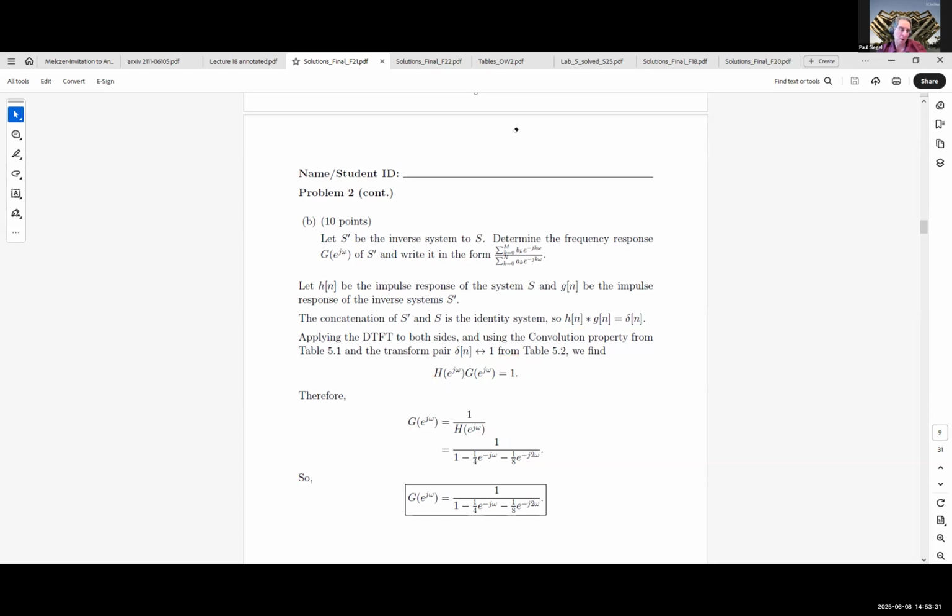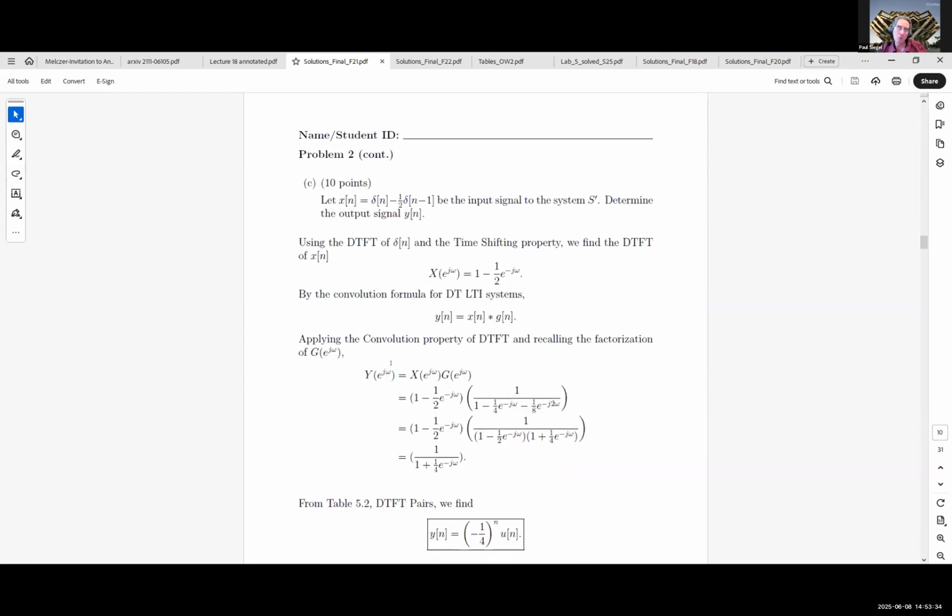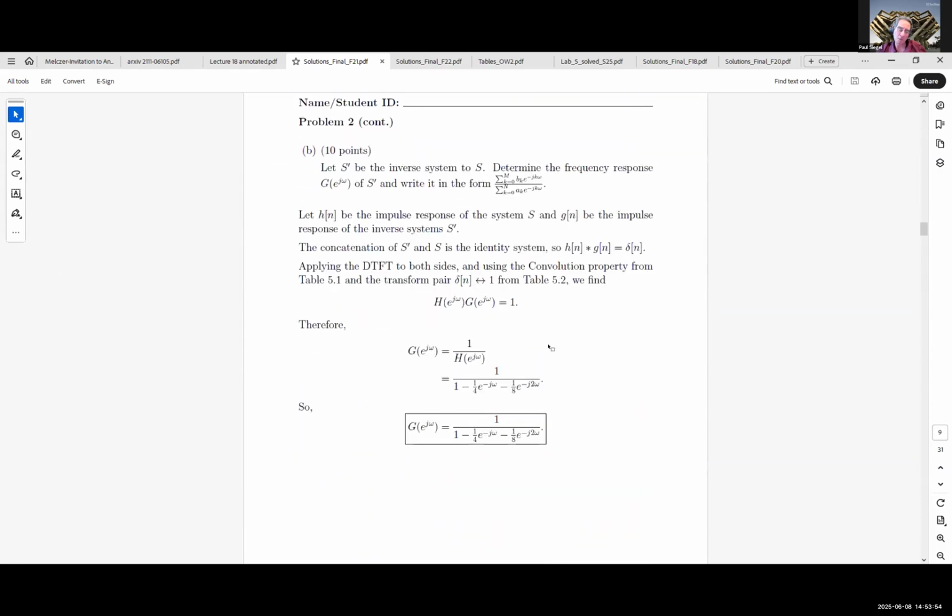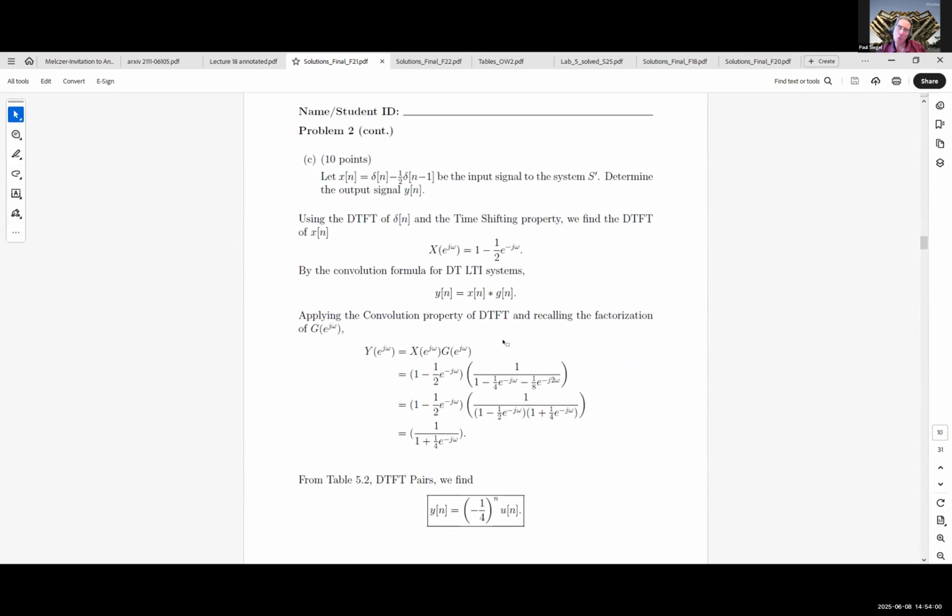And then the final part was to apply this x of n, which is delta of n minus a half delta of n minus 1. So it's just 2 stems. Apply that at the input to the inverse system. We haven't computed the impulse response of the inverse system, we've only computed the frequency response. And so we're going to do our work in the transform domain. So we're going to compute the transform of that input. It's just delta of n minus 1/2 delta of n minus 1.